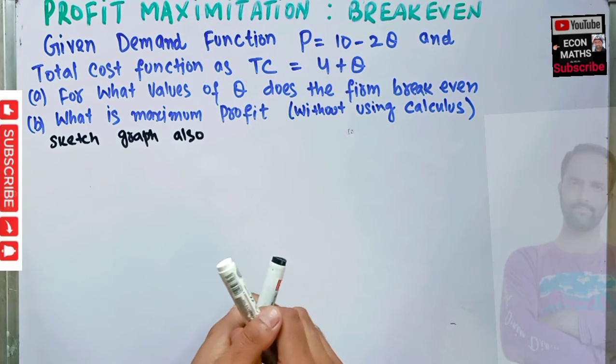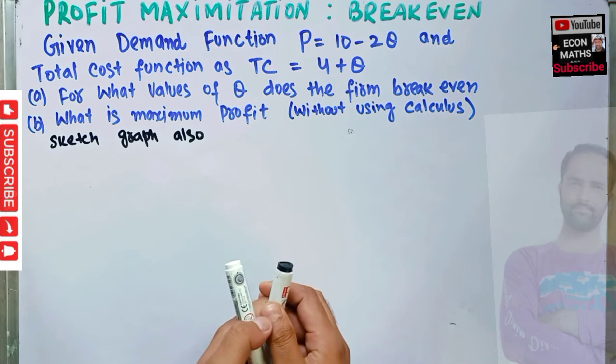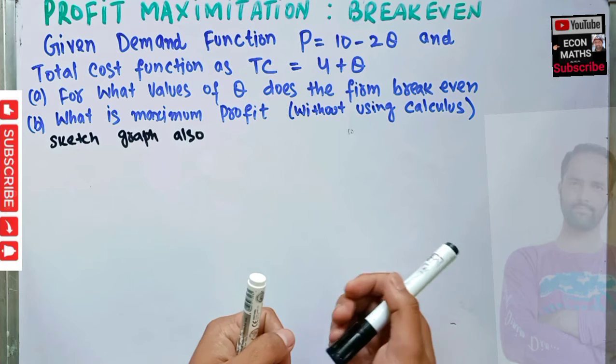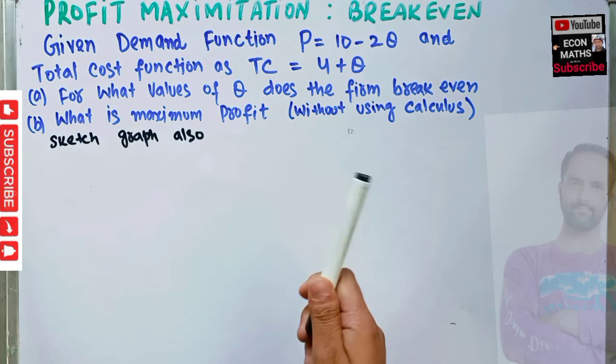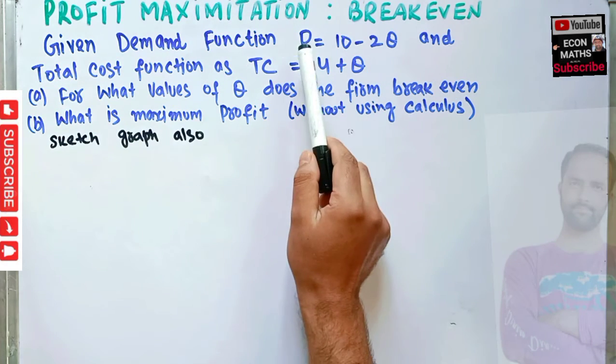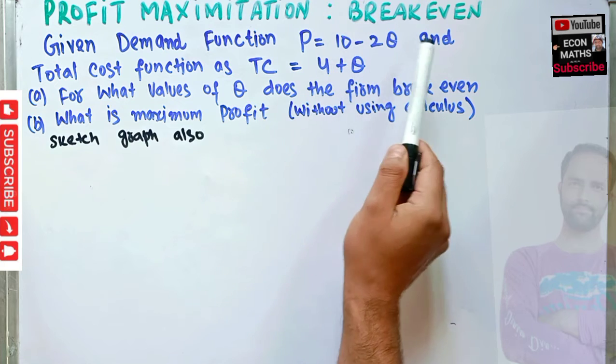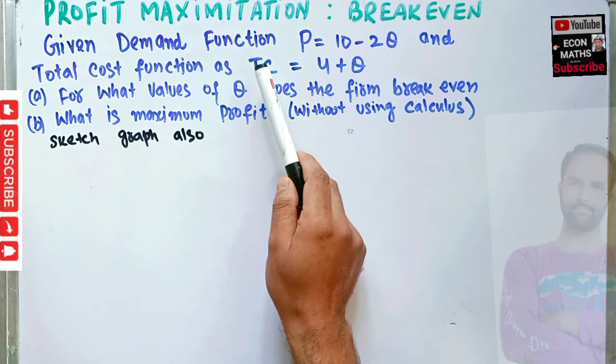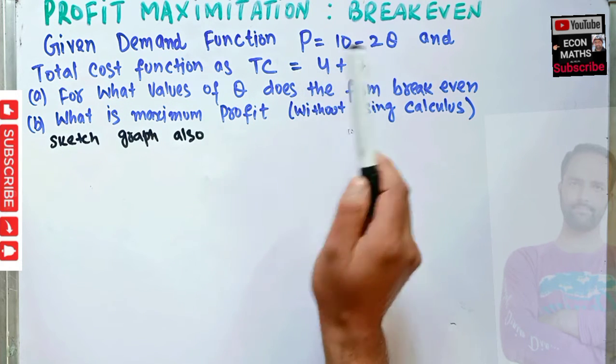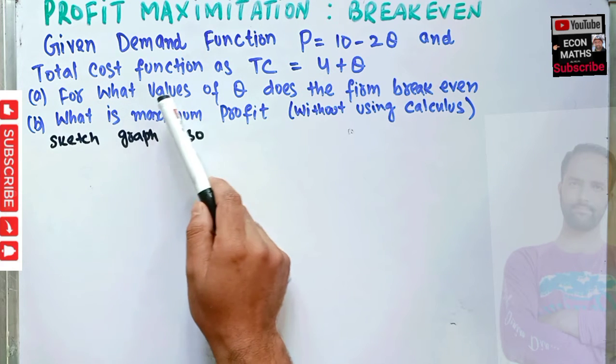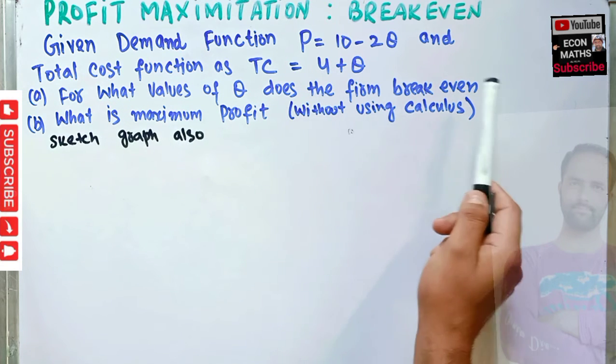In this video, we will solve a problem on profit maximization and to find out the break-even point without using calculus. The question is, given demand function is P is equal to 10 minus 2Q and total cost function is total cost is equal to 4 plus Q. Q denotes our output.